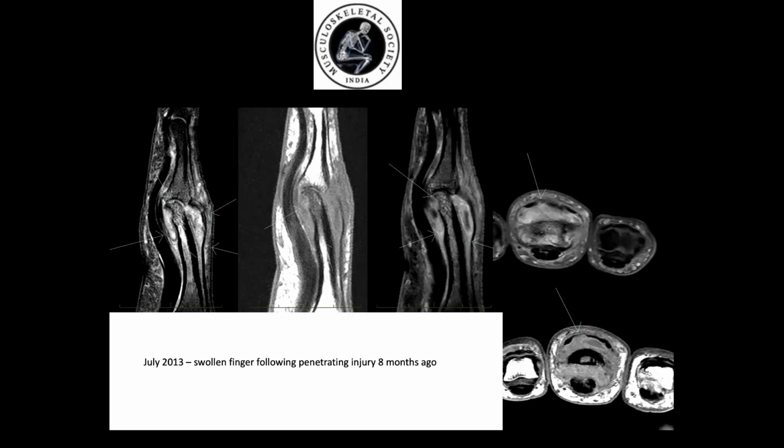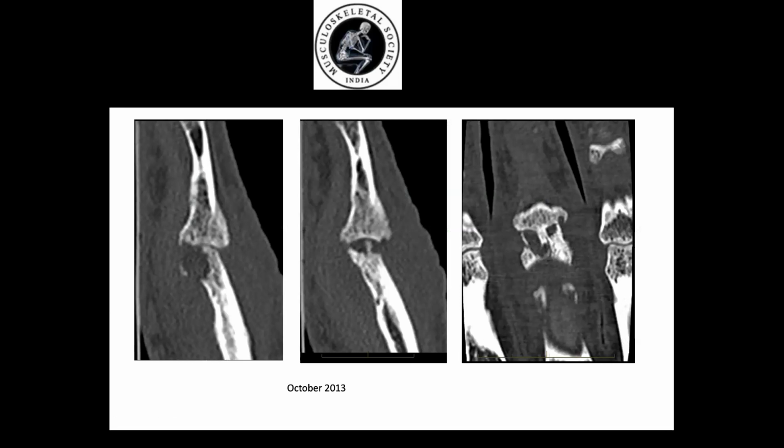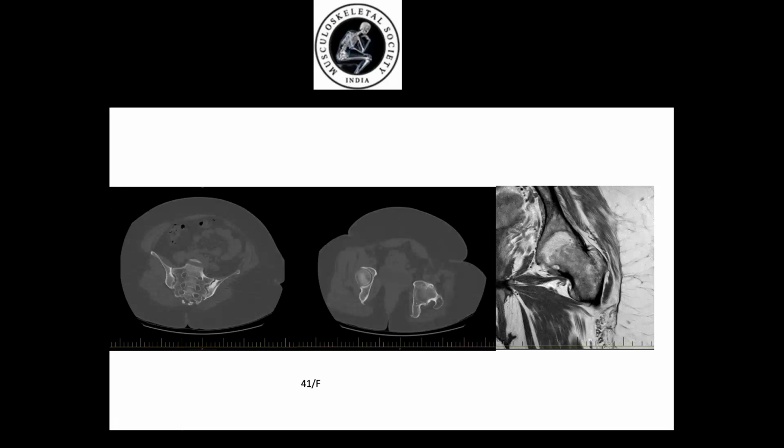So this was one of our patients who had a swollen finger following a penetrating injury 8 months ago. July 2013 shows a large complex joint effusion with synovitis and erosions in the center as well as the margins of the joint. Post-contrast imaging revealed contrast enhancement with abscess formation. This was October 2013, a few months afterwards, and you can clearly see that the erosions have progressed and the joint space is narrowed, suggesting that the disease is active. So the joint is being destroyed. That's the complication of septic arthritis.